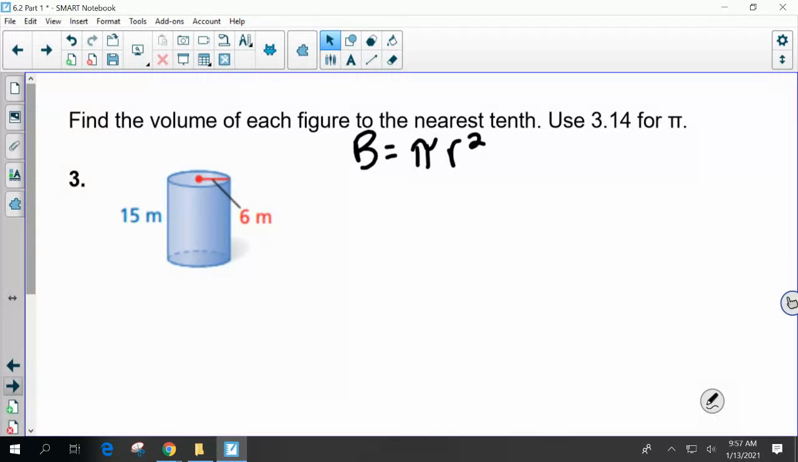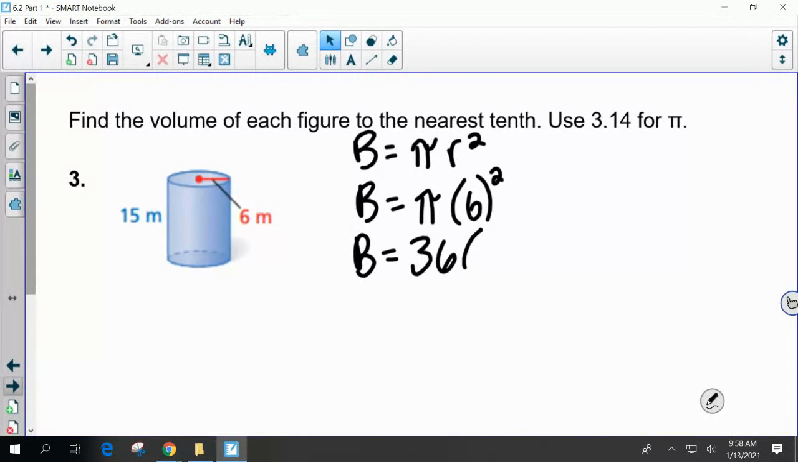So in this case, what is our r? The radius is 6. So capital B equals pi times 6 squared. So what is 6 squared? 36. So 36 times 3.14 is 113.04.